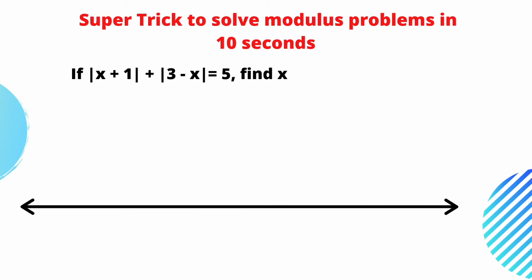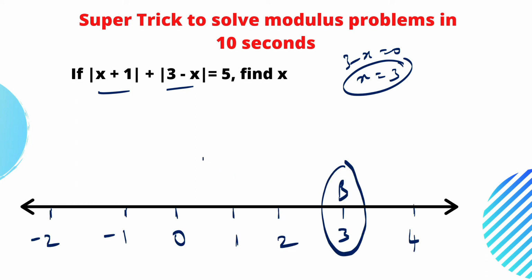If |x + 1| + |3 − x| = 5, find the value of x. Here if you observe 3 minus x, and here x plus 1, there is some change, but does this change affect you? No, it doesn't affect you, because in 3 minus x, this is equal to 3, and x is equal to 3. So you can take x as 3. So b is here. Now where is a? A is at minus 1.